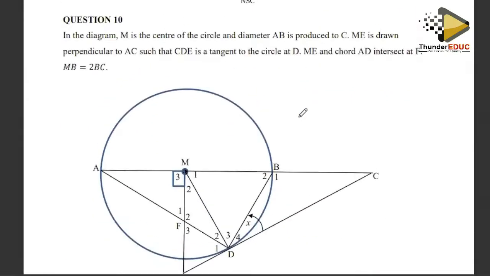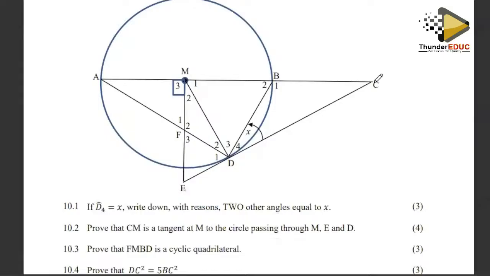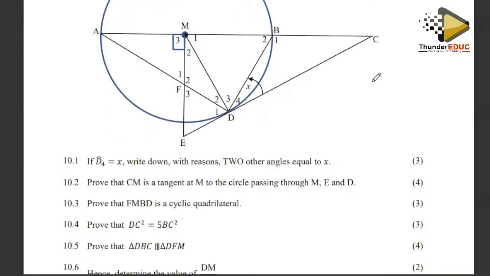Okay, question number 10, which is the last one. They're telling us that in a diagram, M is the center of the circle, and the diameter AB is produced to C. M is drawn perpendicular to AC, and that is a tangent. Then there is a chord intersecting that, MB is twice BC. If D4 is X, they want two other angles that are equal to X.